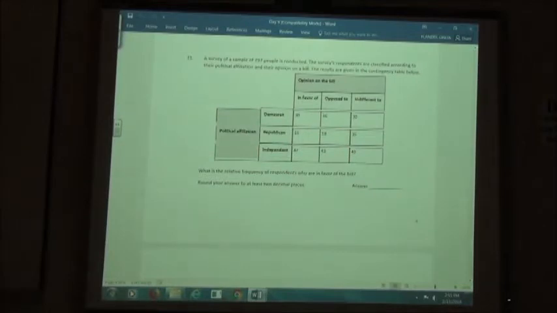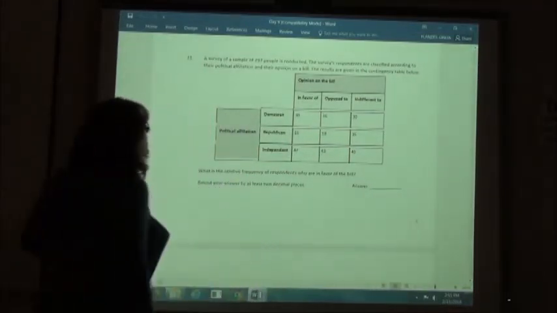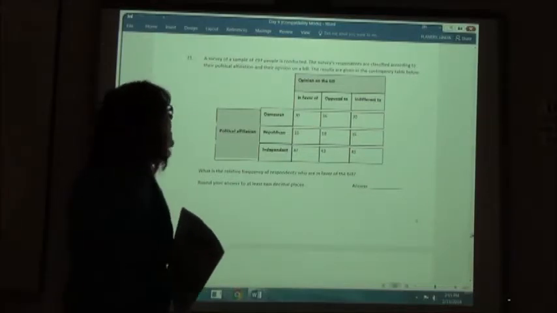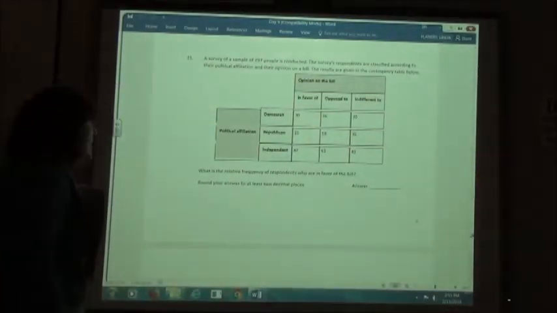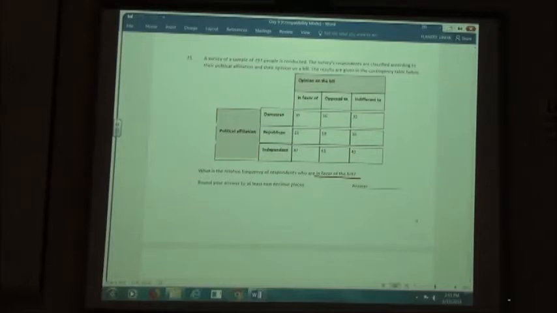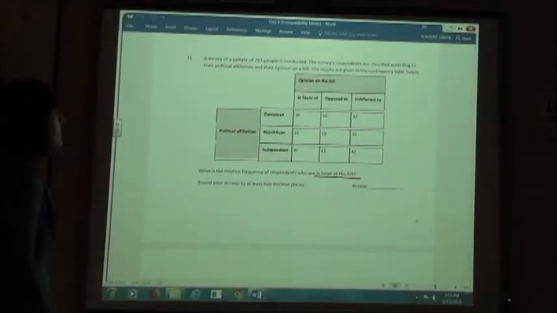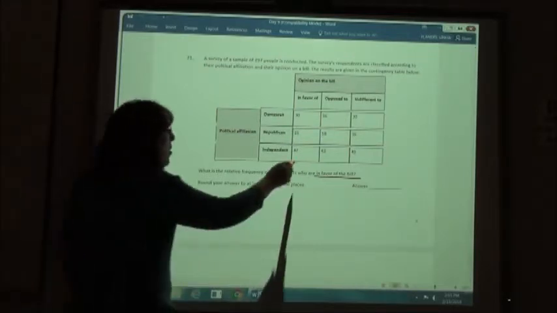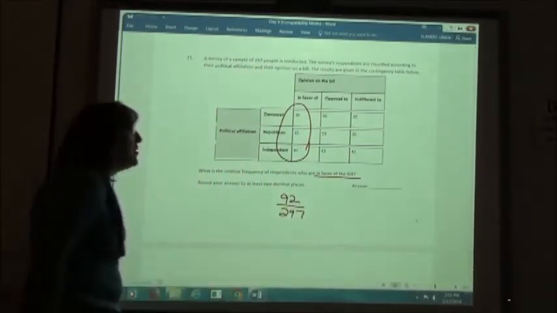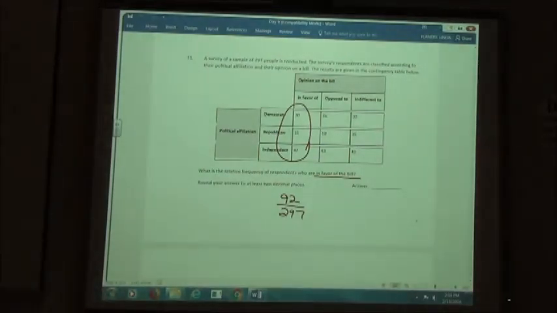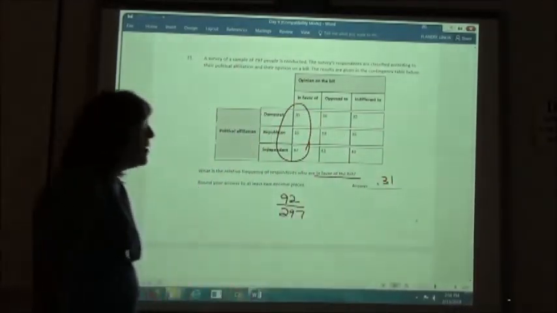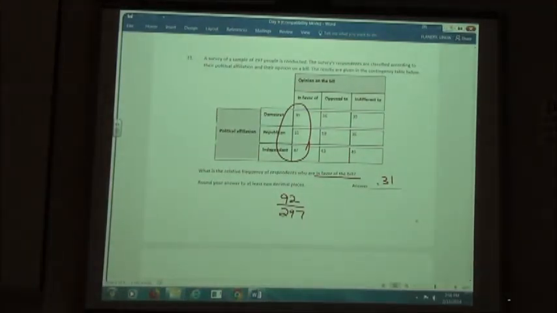Number 21, a survey of a sample of 297 people is conducted. The survey's respondents are classified according to their political affiliation and their opinion on a bill. The results are given in the contingency table below. What is the relative frequency of respondents who are in favor of the bill? So, what is the total amount of people that are in favor of the bill there? 92. All of these people are in favor. 92 out of 297 total. And so then I'm going to do it to 2 decimal places. 0.30 or 0.31. To 2 decimal places, right? 0.31.